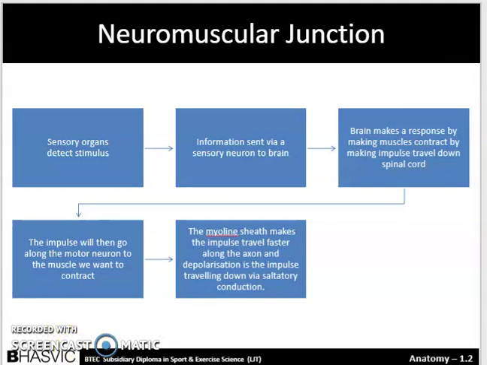Embedded in the end plate there are thousands of receptors. Upon stimulation by a nerve impulse, the terminal then releases a chemical neurotransmitter, ACH, from the vesicles. The ACH binds with the receptors, which leads to depolarization, and the pathway opens and sodium ions are then able to get into the end plate.